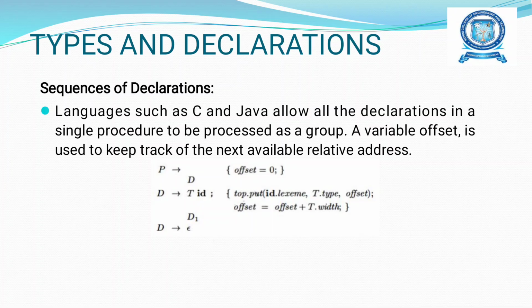For example, if memory address 1000 is allocated for one variable, then for the next integer variable it allocates 1004 as the starting address, because each integer takes 4 bytes in this Pascal language. So the offset value is incremented based on the length of the data type, that is, incremented by T.width.